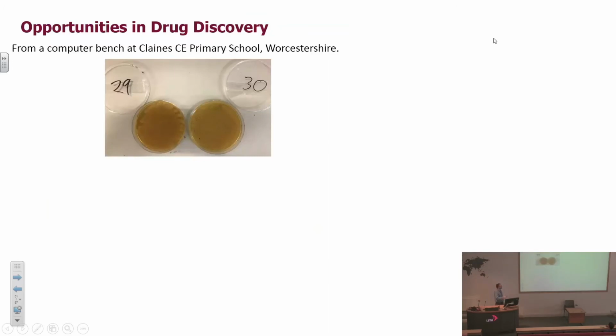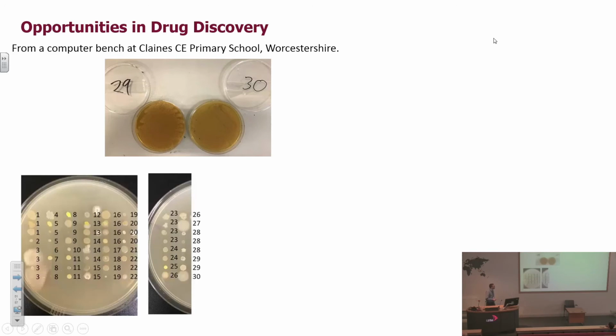But this is kind of a work through on what we do. So this is from my daughter's school in Worcestershire, and just keep your eye on sample 29. This was from a computer workbench. So all of the samples are plated out to purity, and then they're all picked into a microtiter plate. Okay, so these numbers just refer to the samples. 29, we've got these two different ones here.